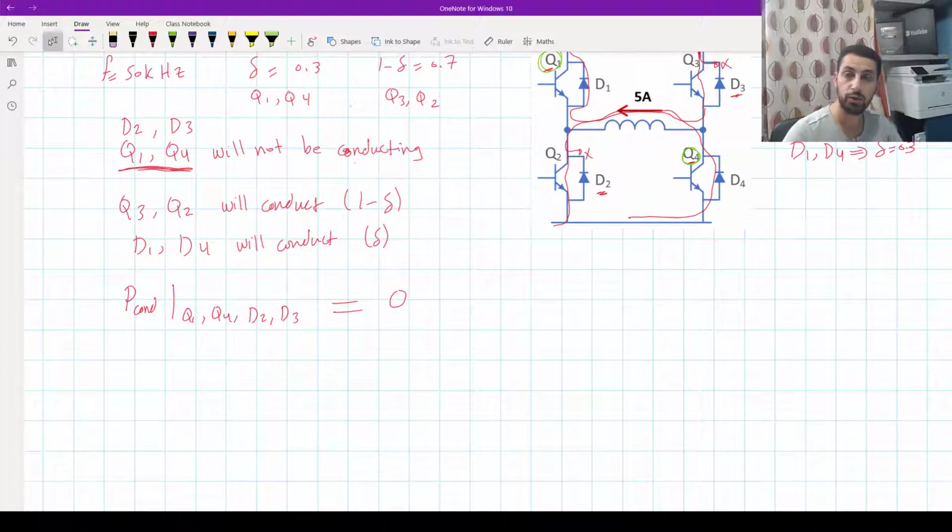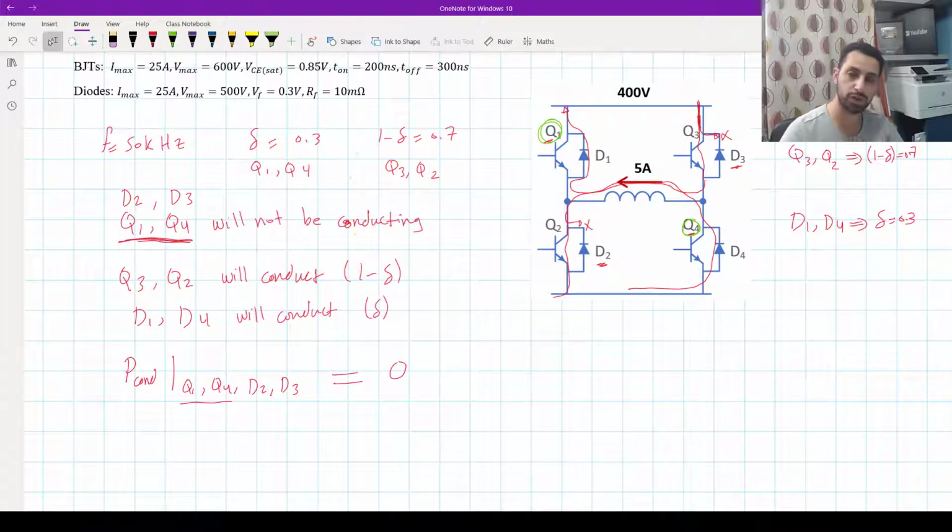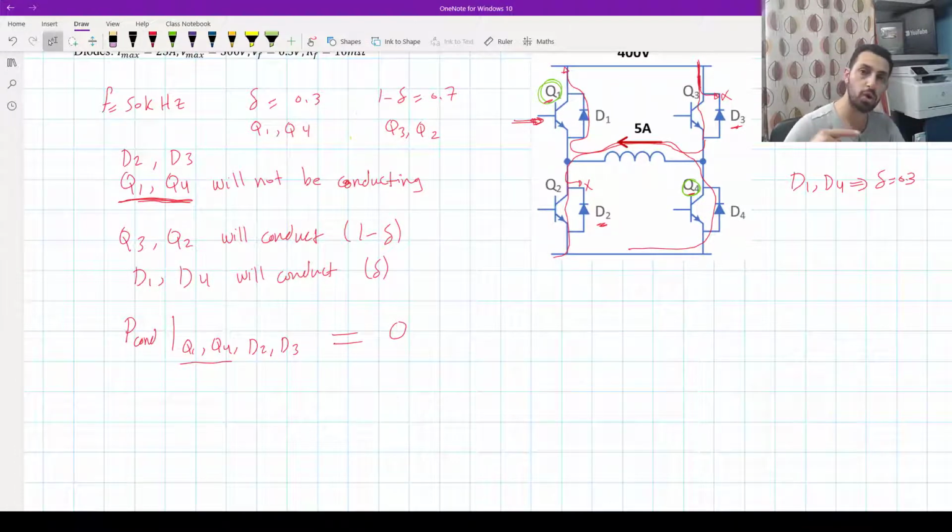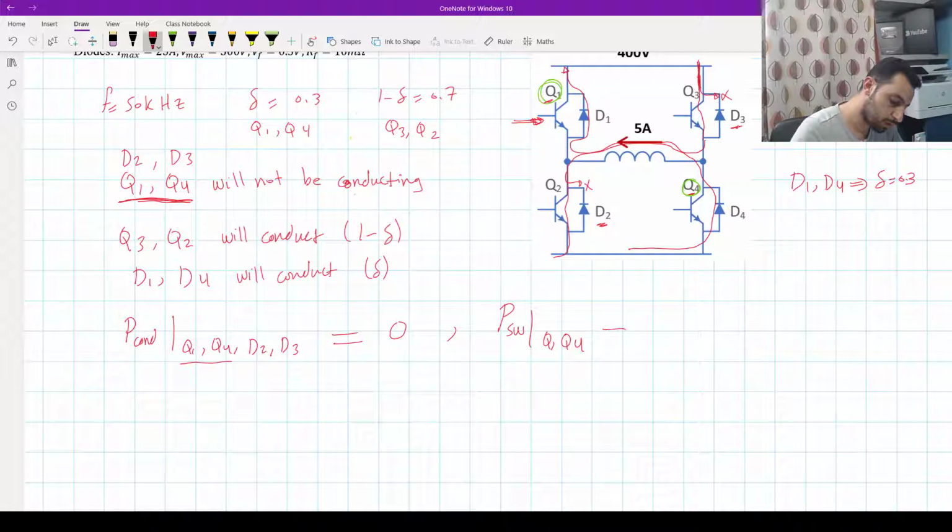And what about the switching losses for Q1 and Q4? We know there are no conduction losses for them, but what about the switching losses? The switching losses also will be 0 because there is no current going through them. But I will tell you, there are driving losses here. So there is current going there, but because the question didn't give us any information about the driving currents, we will ignore this. We will assume for this question that because there is no current going through transistors Q1 and Q4, the switching losses for Q1 and Q4 will also be 0.